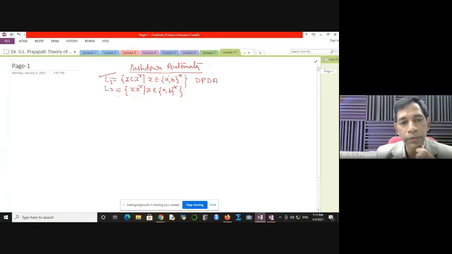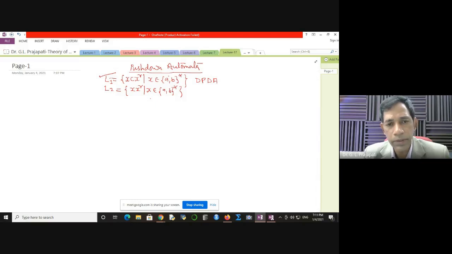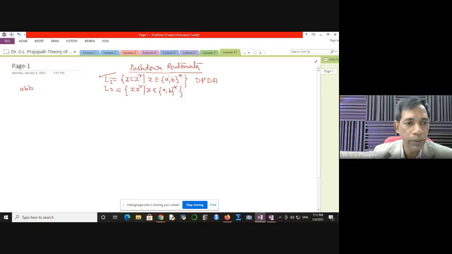Now, if you go for the language L2, XX^R, X belongs to {A, B}*, you may have some string. The string of this language will be like this. Say, if you have X equal to A double B, then we have X^R equal to double B A. This means we have the string A double B, then double B A. This is the input you can supply, and this is the valid input for your language.